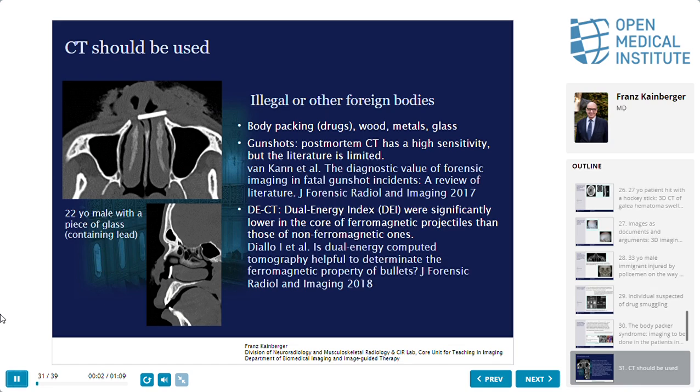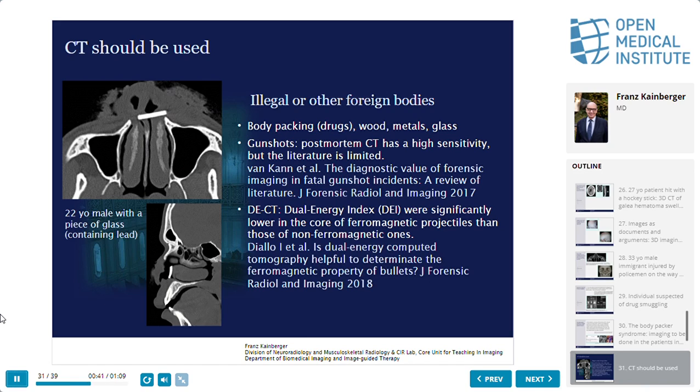Important is also documentation of foreign bodies. This was a 22-year-old male with a piece of glass. Glass often contains lead, and therefore it is very hyperdense on CT images. And here the glass has totally destroyed the patient's nose and is now in front of his maxillary sinuses. Yeah. Important is gunshots. In post-mortem CT and also in pre-mortem CT, it is very easy to find the gunshot remnants because they are hyperdense, and so it's easy to see them.